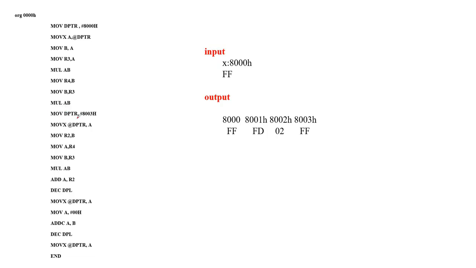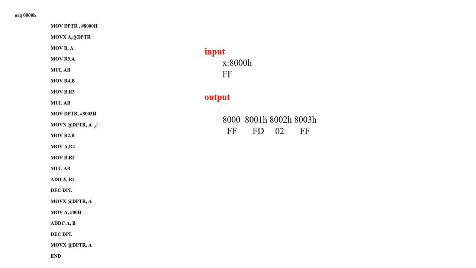After that we have move DPTR comma hash 8003H. So here the DPTR is now loaded with the address 8003, and this is the new external memory address where the data will be written. Then we have movx @dptr comma A.